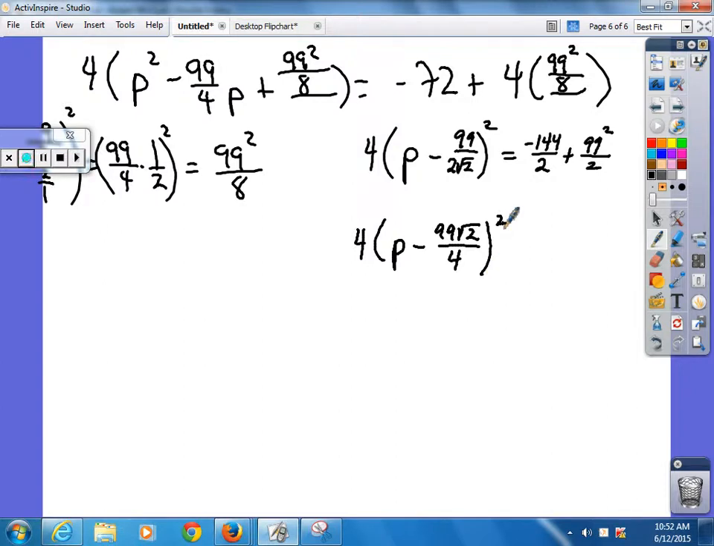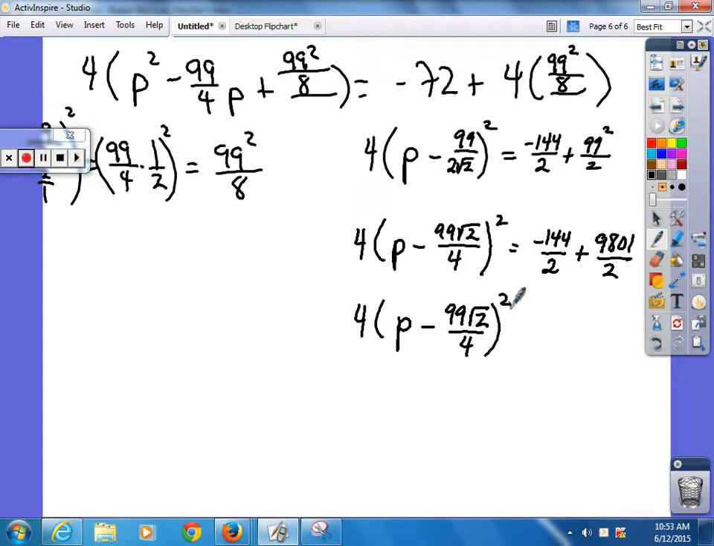squared equals negative 144 divided by 2 plus, what did you say 99 squared was? 9801. 9801 plus 2, just don't feel good at all. 4 times p minus 99 square root of 2 over 4 equals, somebody take negative 144. 9657. 9657 over 2.